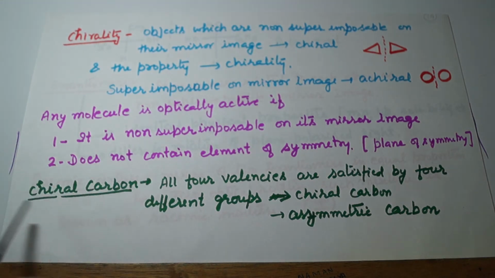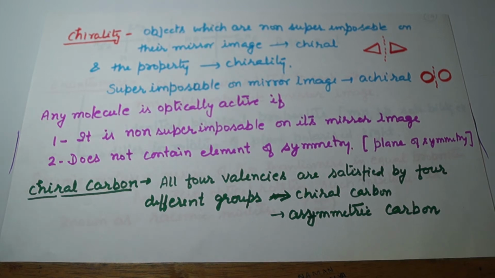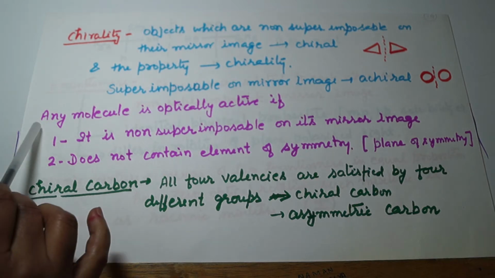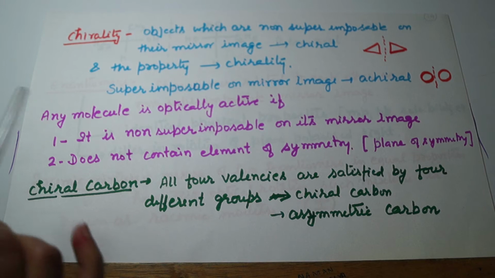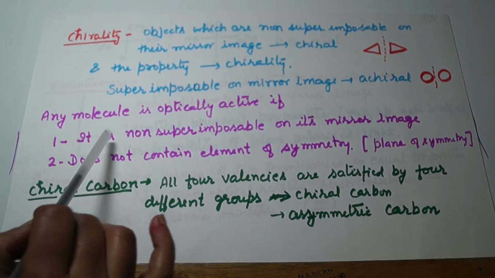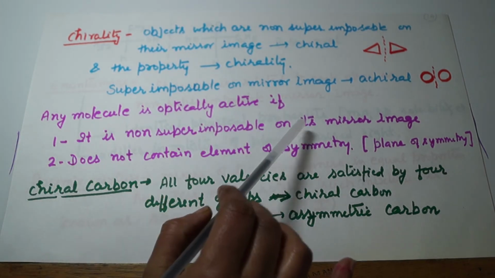Only having a chiral carbon or an asymmetric carbon does not become the basis of a molecule being optically active. But it is also a fact that if any molecule has one chiral carbon, it will definitely be optically active. That means, what are the basic conditions for a molecule to be optically active? There are two conditions. Number one, it is non-superimposable on its mirror image.